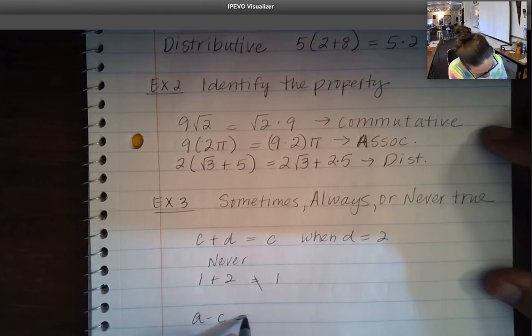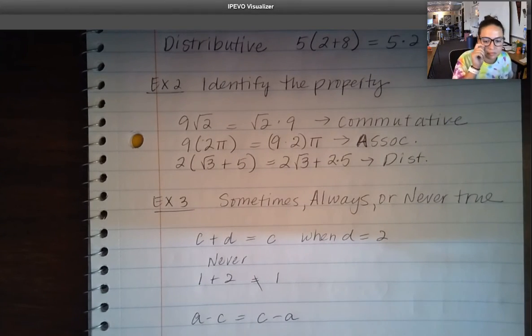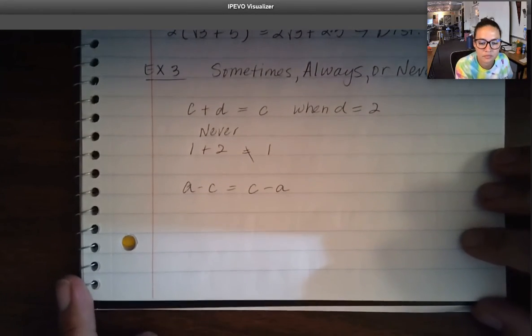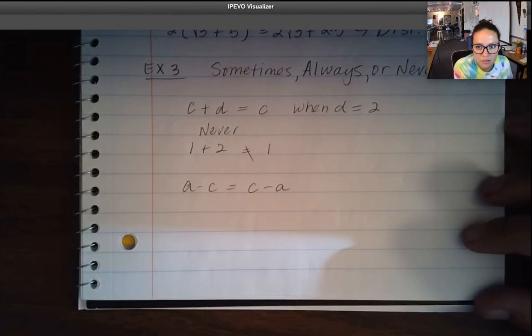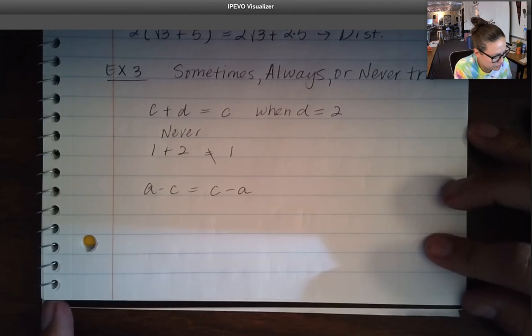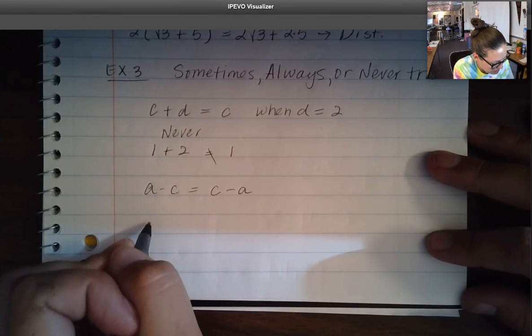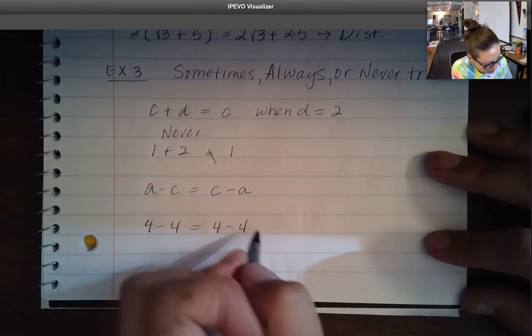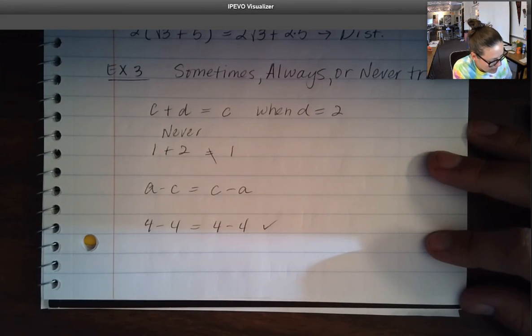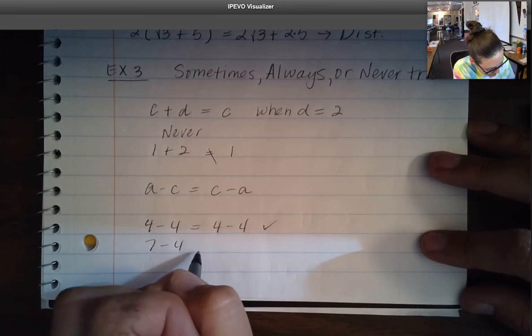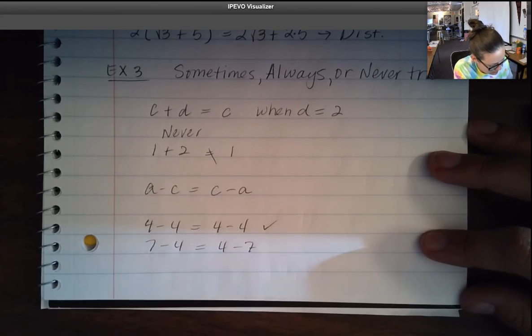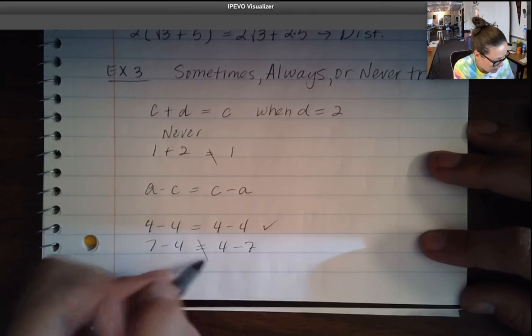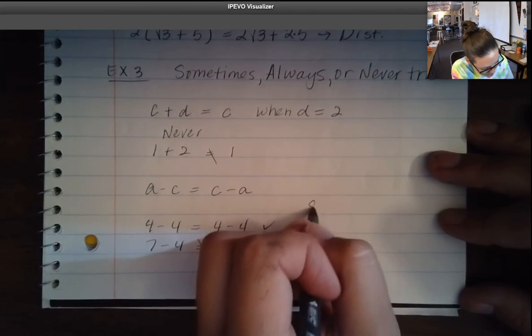A minus C equals C minus A. Sometimes, always, or never true. Well, can you think of an example when it would be true? I can. Let's say A and C are the same number. If I have 4 minus 4, does that equal 4 minus 4? Yes, it does. However, if I have 7 minus 4, does that equal 4 minus 7? No, it does not. So this one is sometimes true.